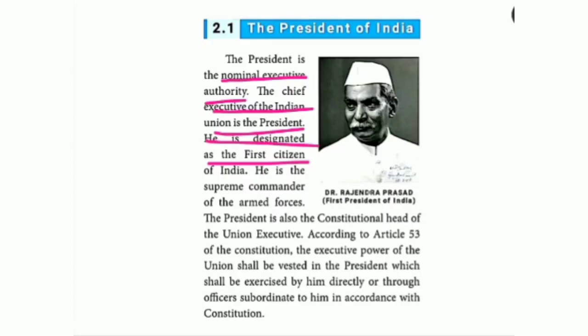Then he is the supreme commander of the armed forces, meaning the army and navy. The president is also the constitutional head of the union executive. According to Article 53 of the Indian Constitution, the executive power is vested in the hands of the president. He can exercise his executive power directly or through any members, in accordance with the constitution.